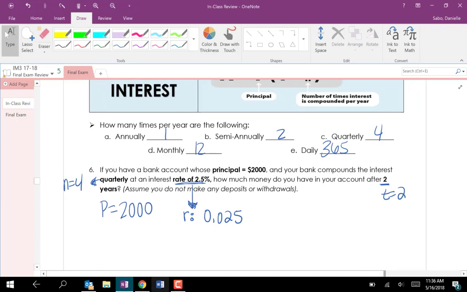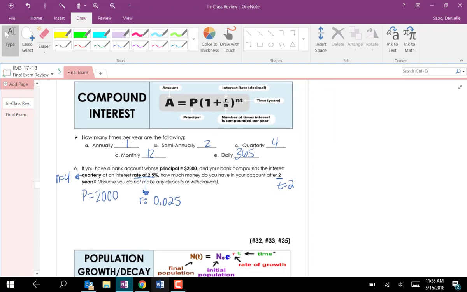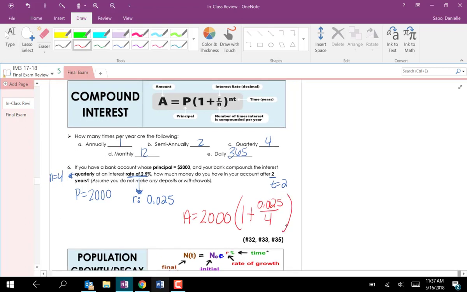The hardest part about this formula is putting it in your calculator, in my opinion. But let's go ahead and plug this in. A equals 2,000 times 1 plus my rate, which was 0.025, all over my N, which was 4. Can we just put 0.025 in the bracket? You could put 0.025, yes. And then the exponent is our N, which is 4, times our time, which is 2.